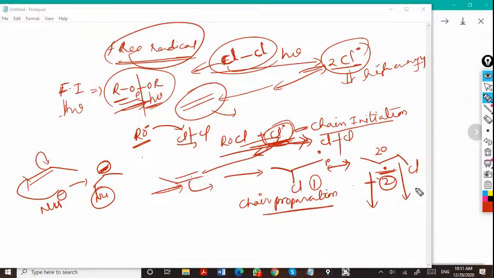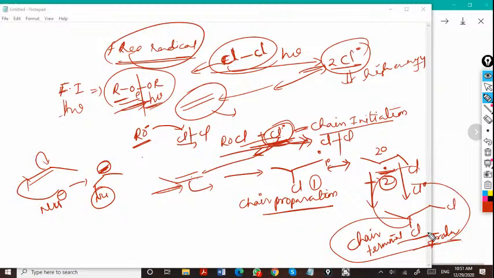Once it is formed, one more radical is going to react with the secondary, more stable radical, and the product formation step is called the chain termination step. The chain reaction is terminated by the formation of the products. Until products are formed, there will be chain propagation of radicals, like a chain. So in a free radical addition reaction there will be three steps: the first is chain initiation, the second is chain propagation, the third is chain termination.